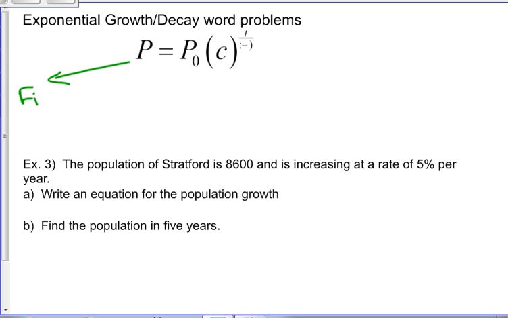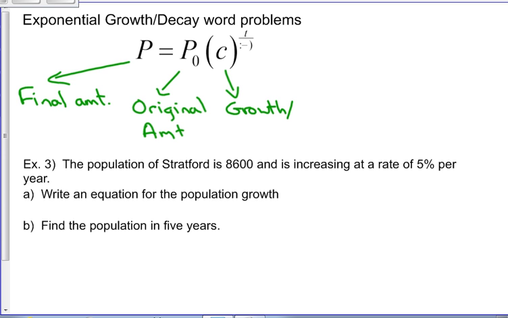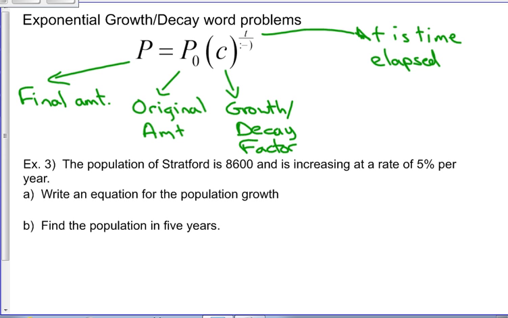P is your final amount of something. It might well be population, but it could also be value in dollars. It could be number of cells. We don't really know. P0 is the original or initial amount. C, the base of your exponent, is your growth or decay factor. We'll look at what that does in the context of a few questions in a minute. Then we've got this t. T is time elapsed, the amount of time that's passed in the question.